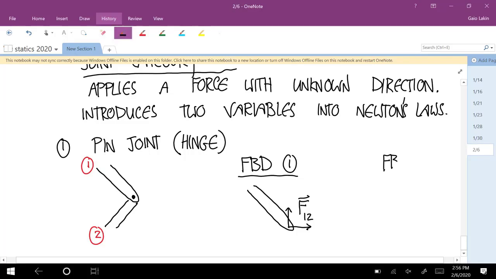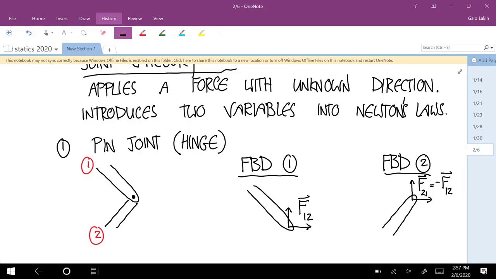And then the second body, that's equal and opposite, we can write that as, so this force vector is the force on 2 by 1, and Newton's third law says that that is negative F1, 2. Okay? Any questions about that?